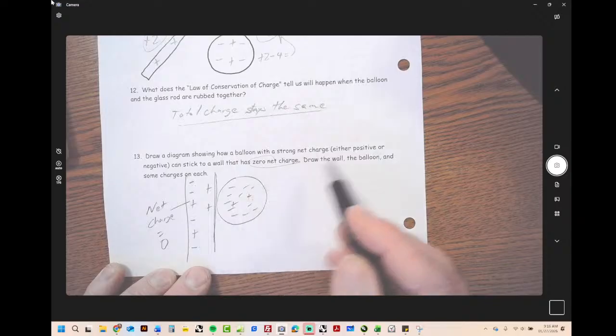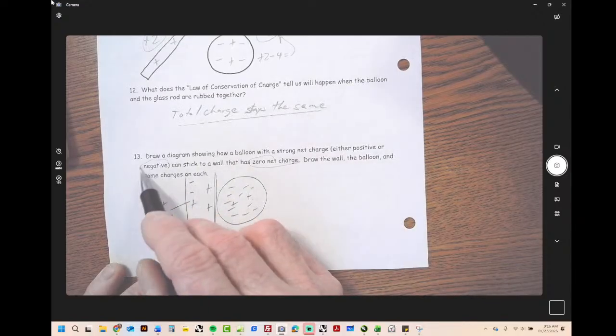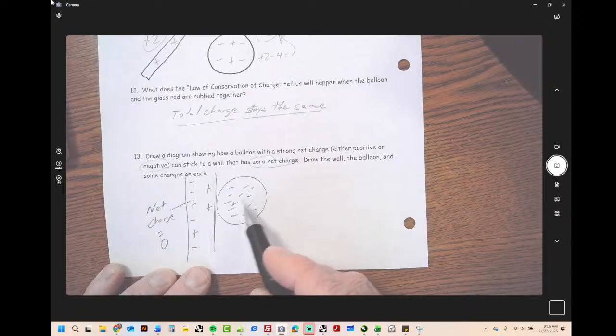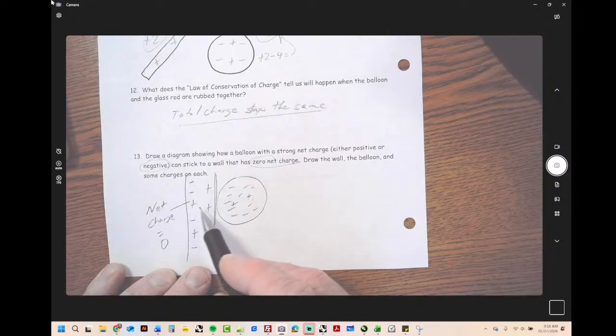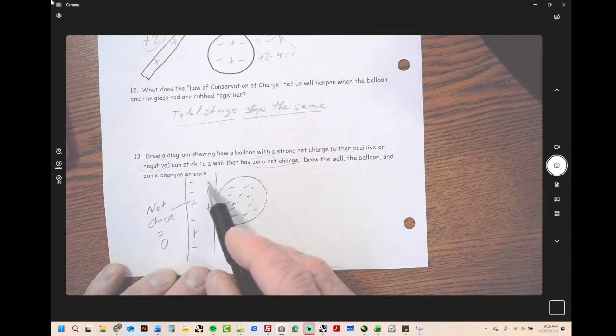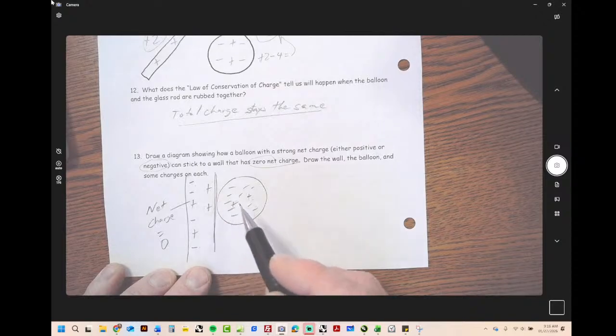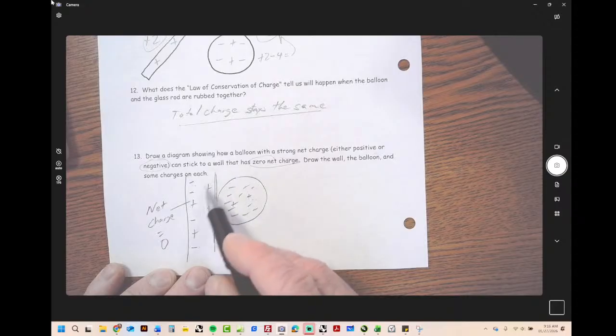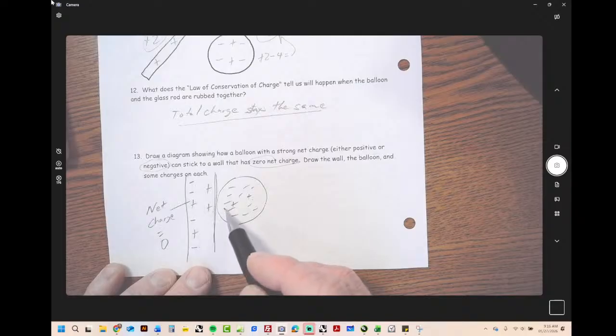So I decided to make my balloon negative. So when you bring the balloon over, it's negative. These electrons can move around. It pushes the electrons away from it. That makes this part of the wall positive. So in your diagram, if your balloon's negative, it should be stuck to the wall, and the part of the wall next to it shouldn't have any electrons, so it should be positive, and that's why they stick.